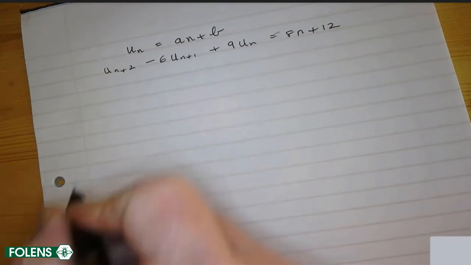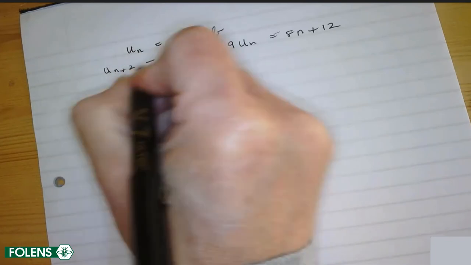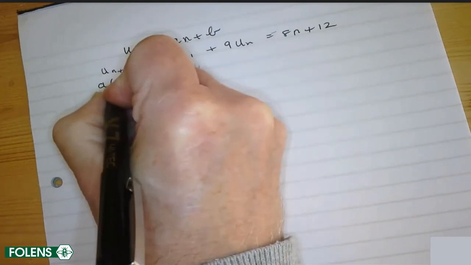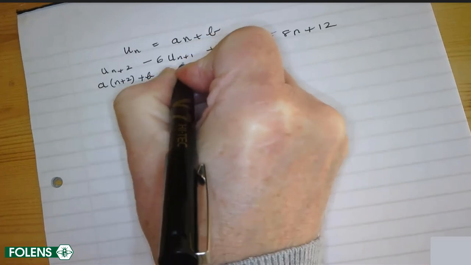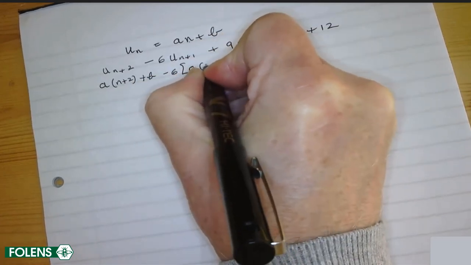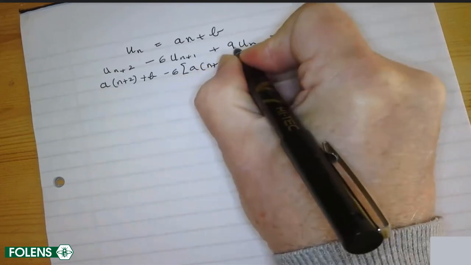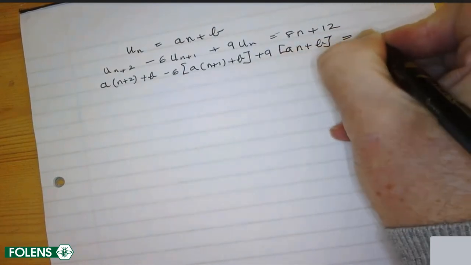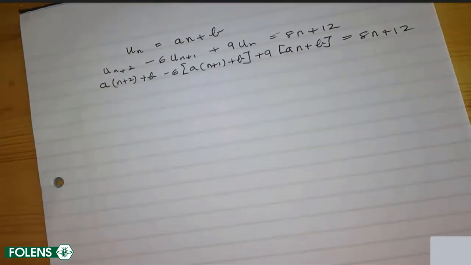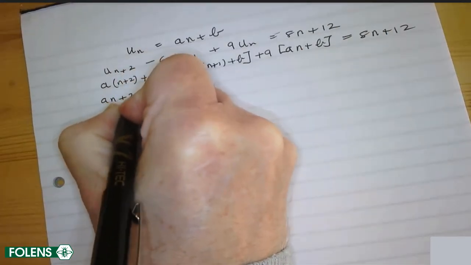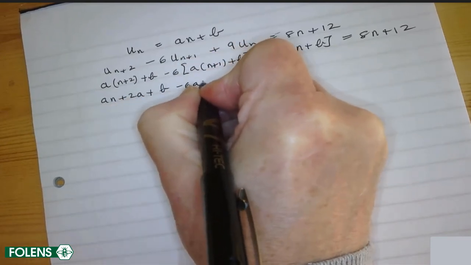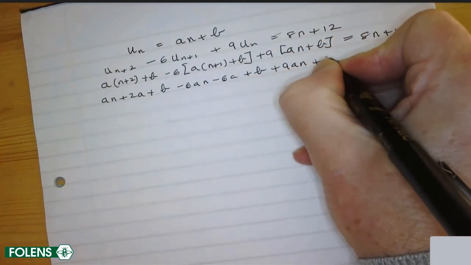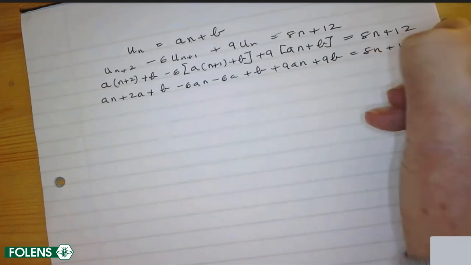Now, the answer is, let un be an plus b. Then un+2 would be a times n+2 plus b, and un+1 would be a times n+1 plus b, and 9 times un would be 9 times an plus b. And that's all got to be equal to 8n plus 12. So we multiply these out: an plus 2a plus b minus 6an minus 6a minus 6b plus 9an plus 9b equals 8n plus 12.